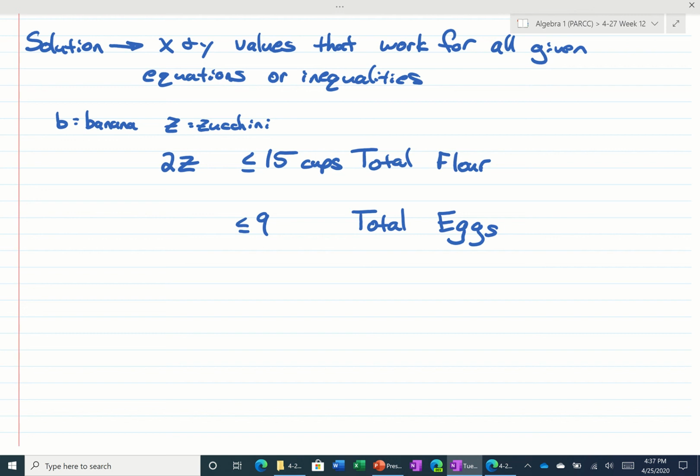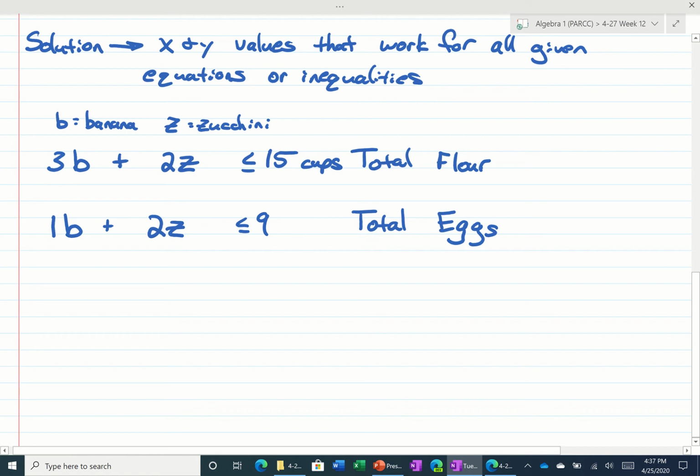For the banana bread, it looks like we have 3 cups of flour. So everything that's flour goes in that inequality. For eggs, I'm going to look at my table. It looks like banana bread uses 1 egg, 1 for each banana bread. You could just write B if you want. And then for the zucchini bread, eggs, looks like there's 2. So that would be our inequality.